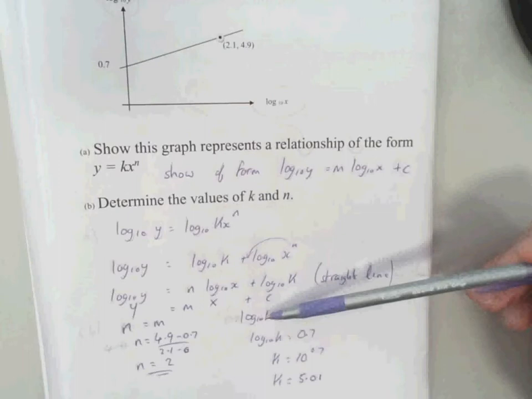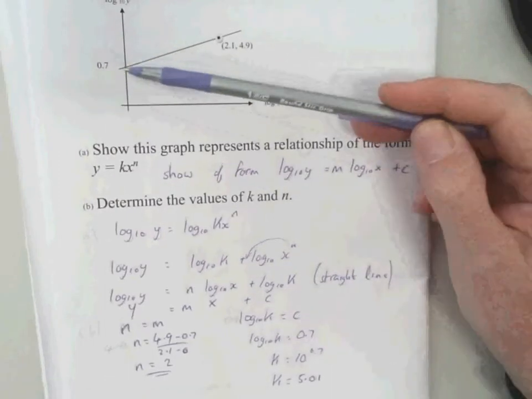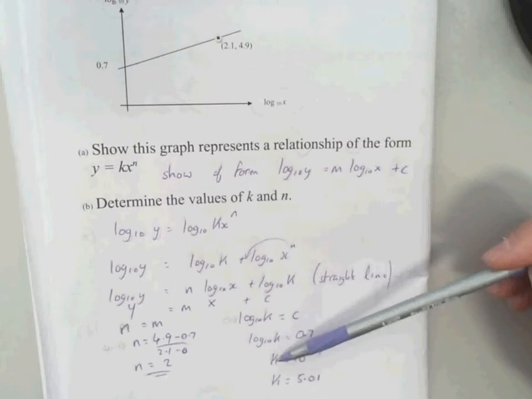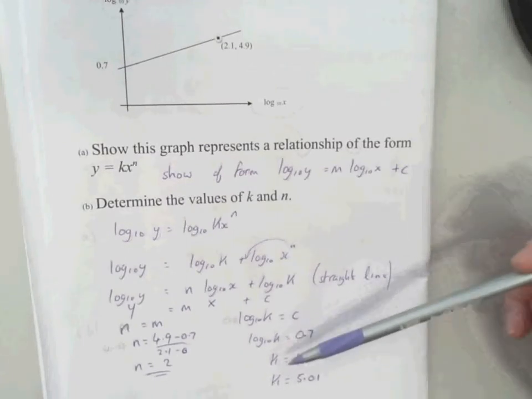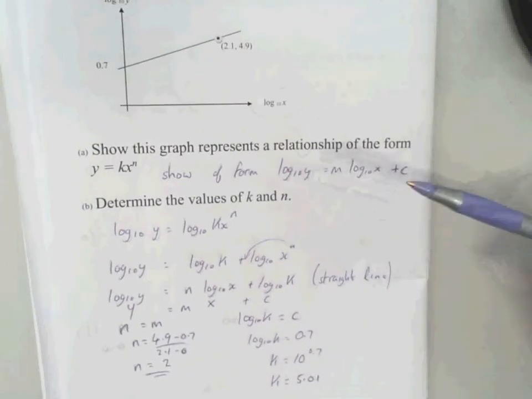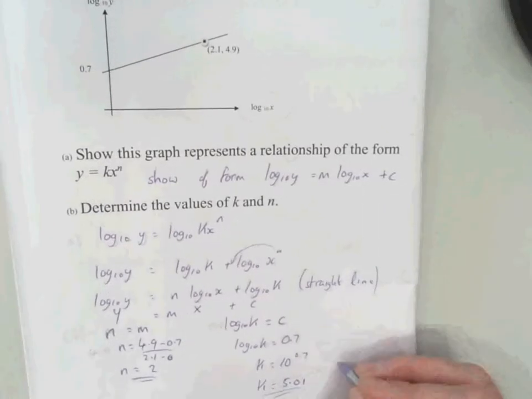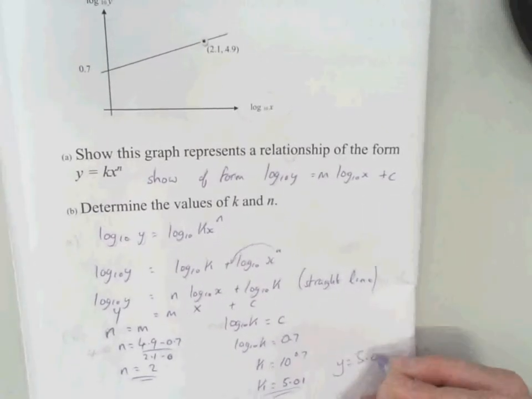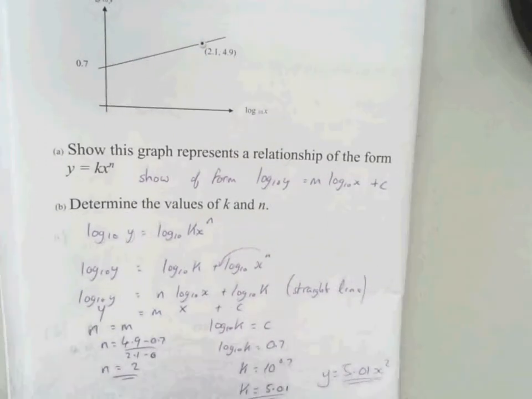So I know log to the base 10 of k is c. So I know c is 0.7 just from reading off there. So I know k will be 10 to the 0.7, just going from log format to exponential format. Evaluate that in a calculator, k is 5.01. So we could write at the bottom, y is 5.01 x squared.